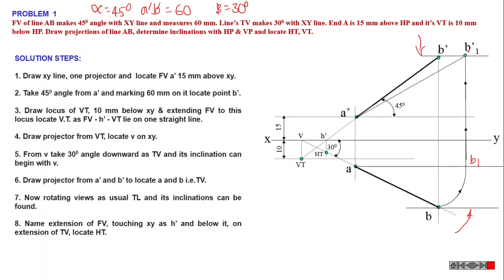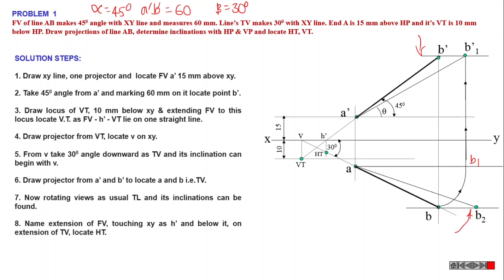Then A dash B1 dash will become the true length, and the angle between that true length in front view and the xy line will become the true inclination with HP, theta. Then we can draw the same true length in top view also.